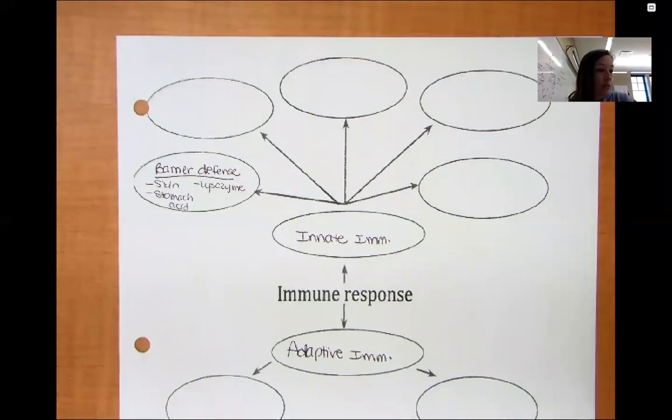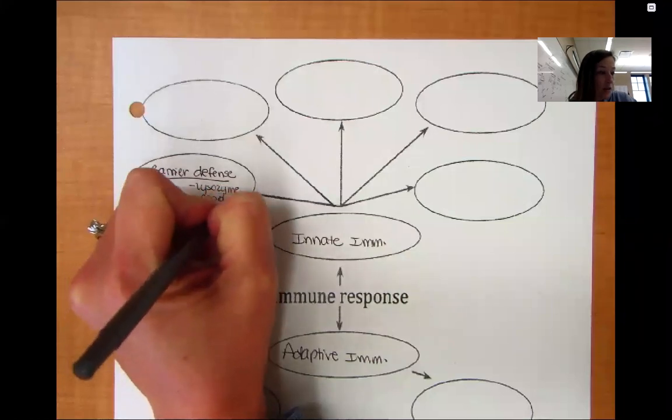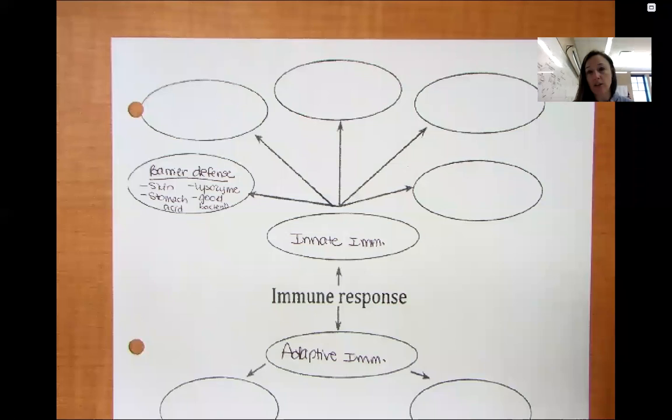You also have your good bacteria. So like in your gut, in your intestines, you have lots of good bacteria, and they're keeping the bad bacteria kind of at bay.